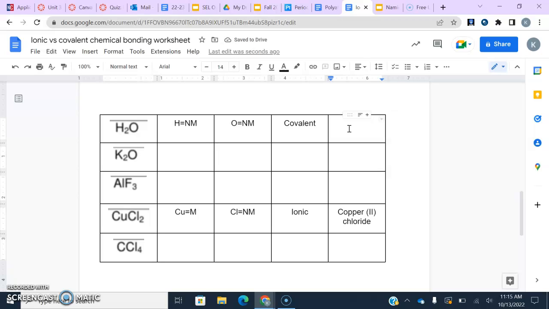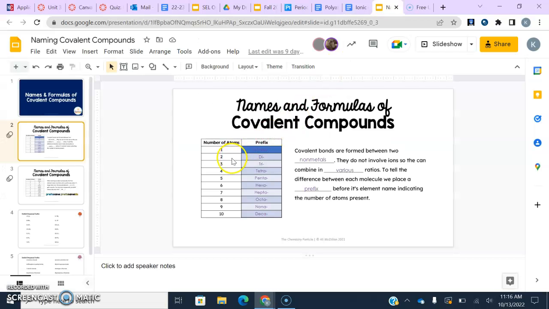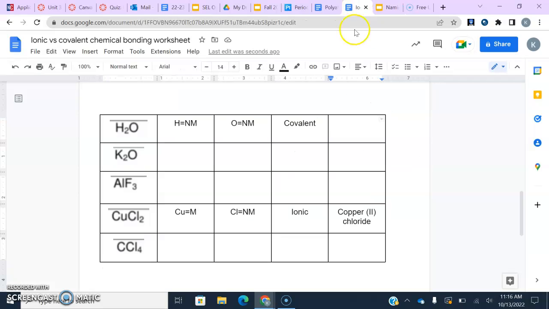And we know that the naming rules tell us we need our prefixes, because remember the covalent naming rules are different than the ionic. If it was ionic, we would just name the metal, then name the nonmetal and change it to IDE. But here, because it's covalent, we need our prefixes. So 2, we need to find the prefix for 2, which is di. So we're going to have dihydrogen.